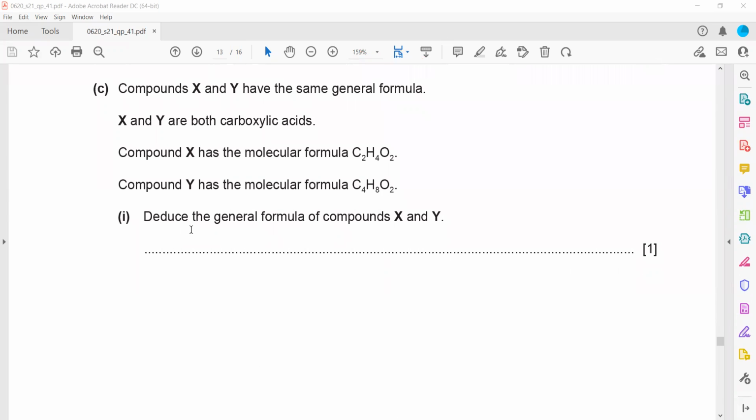Then compounds X and Y have the same general formula. X and Y are both carboxylic acids. We have to write a general formula. Look, it is written C2H4O2.